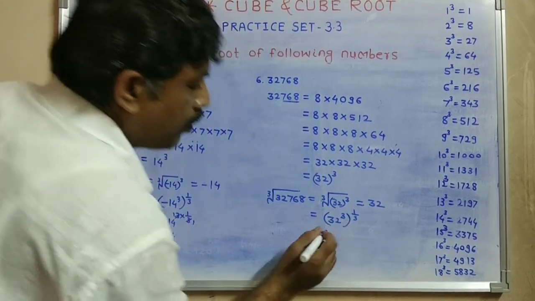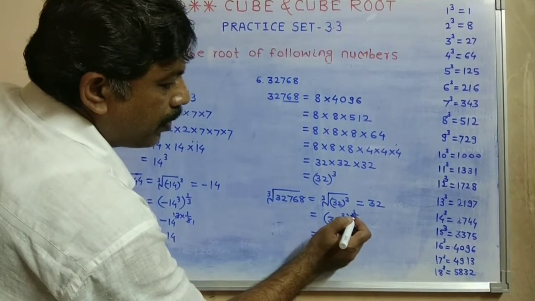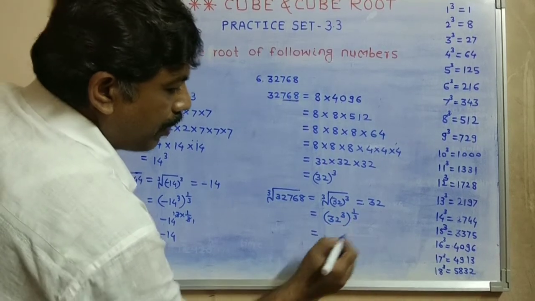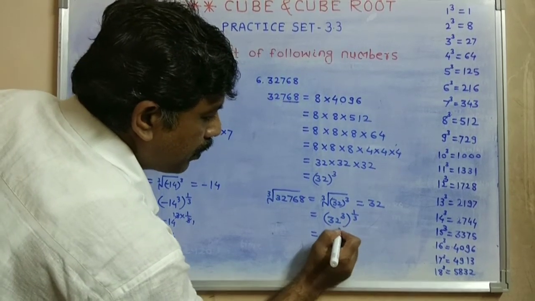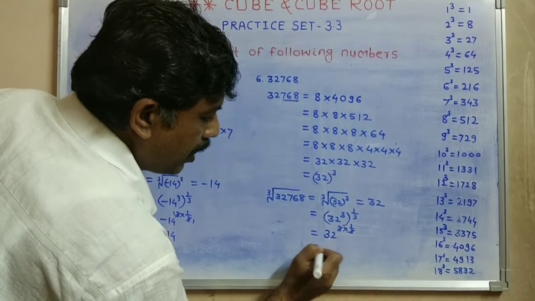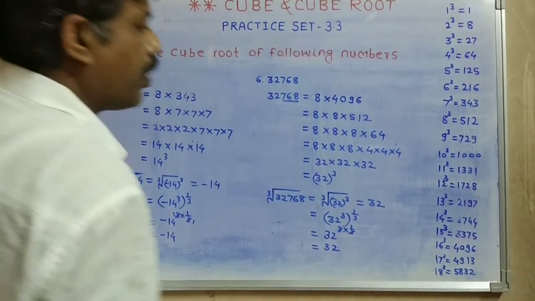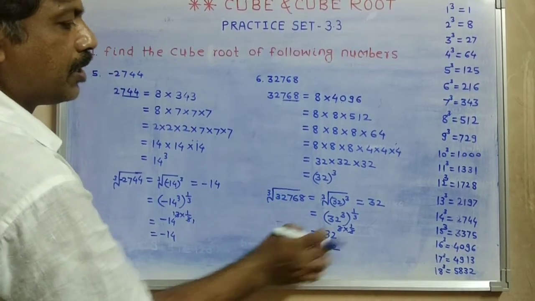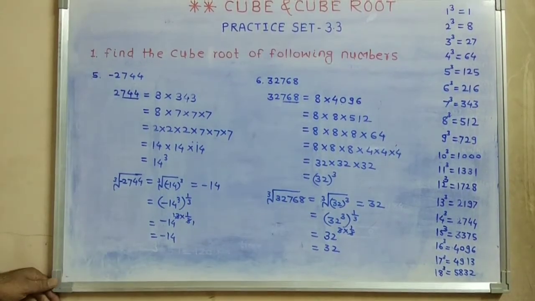1 upon 3, and you know that a to the power m to the power n is a to the power m multiplied by n. These two numbers are multiplied, that is 32 to the power 3 into 1 upon 3. 3 will cancel. You will get the answer equal to 32. You can write up to here only, but if you want more information, then you can proceed like this.